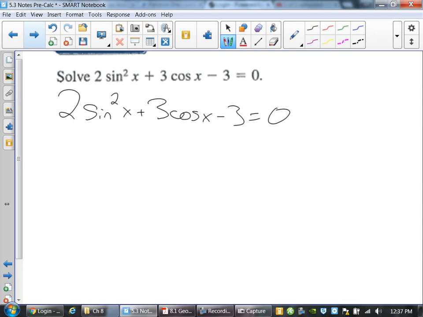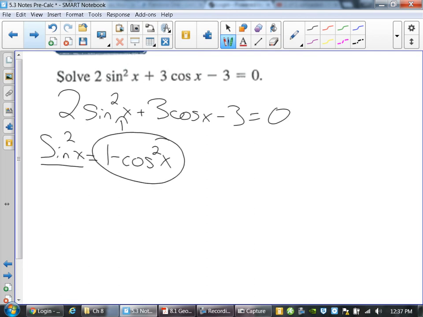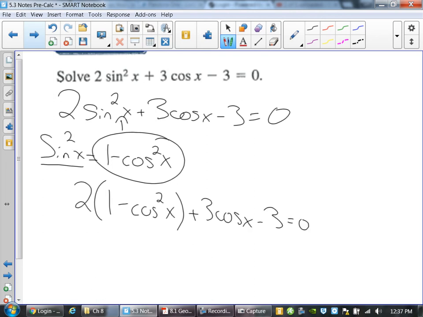The Pythagorean identity with sine squared and cosine squared was what? Sine squared plus cosine squared equals 1. So what does sine squared equal? Substitute that in and redistribute.